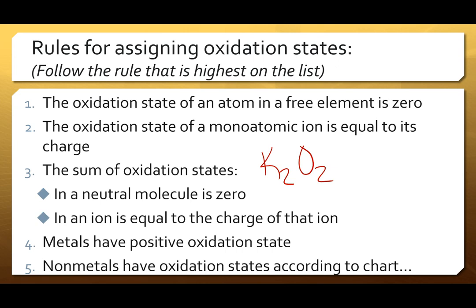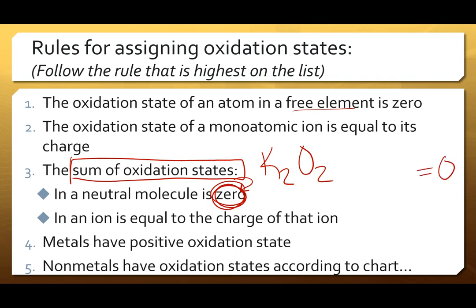So going down our list, do we have any free elements? No. Do we have any monoatomic ions? No. So the most important thing here is the summation of the oxidation numbers has to equal 0. That's going to be one of the most important factors here. Okay. Next rule, metals have positive oxidation states. So the first one we're going to look at is potassium. So each atom of potassium is going to have an oxidation state of +1.